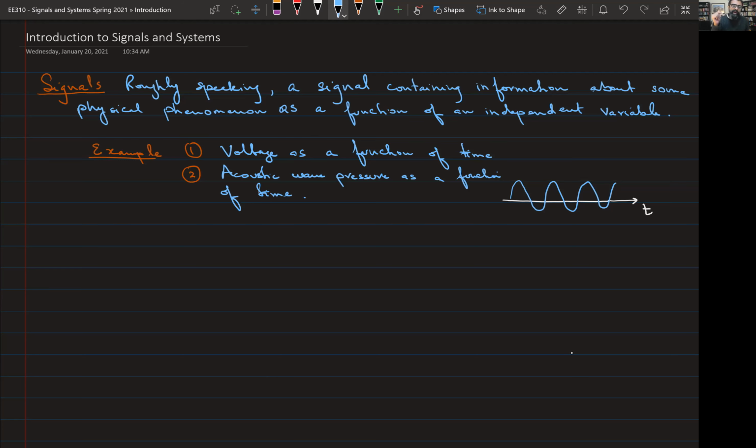So if I were to somehow measure that pressure at any given location in space, and if I were to plot that against time, I would get some variation. And that variation in pressure as a function of time, I would say that is a signal because it conveys information about a physical phenomena. And that physical phenomena is that speech, if you will. Okay. So that itself is a signal as well. And the list goes on and on. I will just give you one more, which is the speed of a car as a function of time.